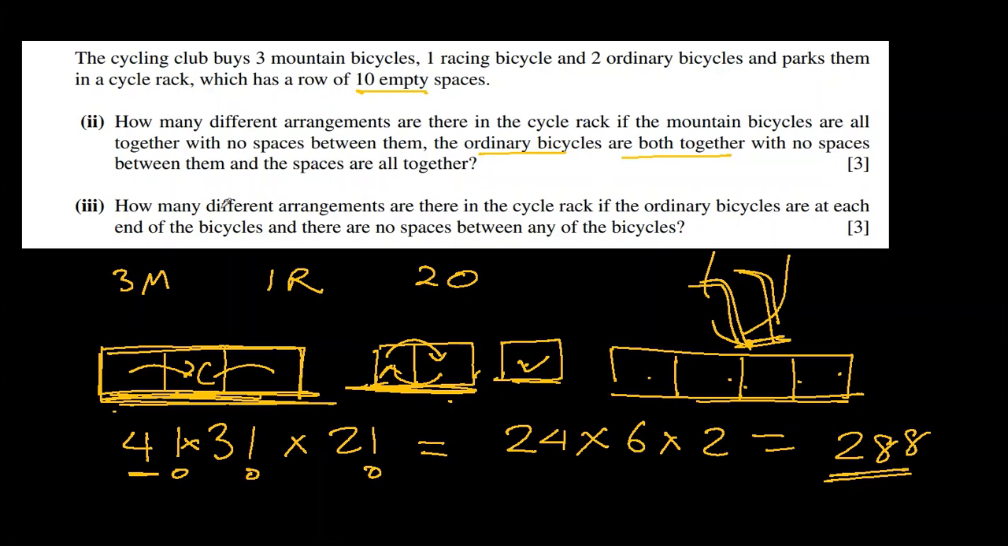Number 3, how many different arrangements are there in the cycle rack? Again, 10 spaces.